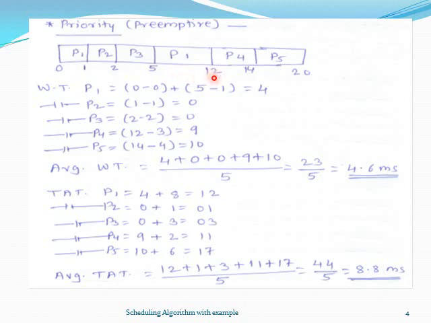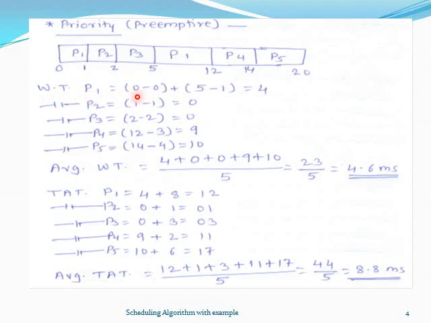After completion of process P1, process P4 is scheduled, and after completion of process P4, process P5, whose priority is 4, the lowest among all these processes, is scheduled last. After this, we will calculate the waiting time of each process.